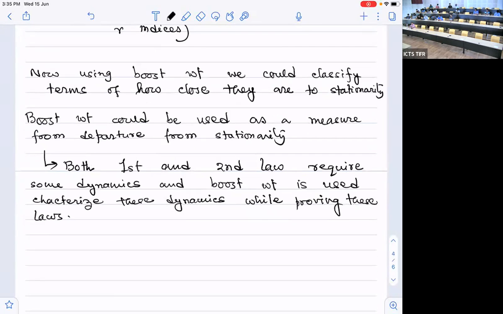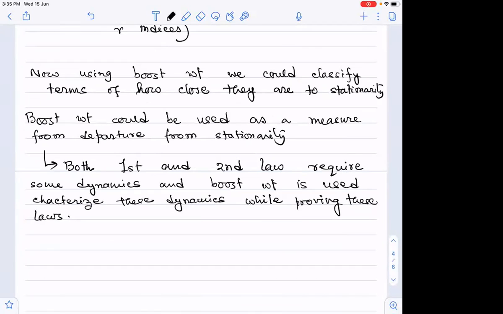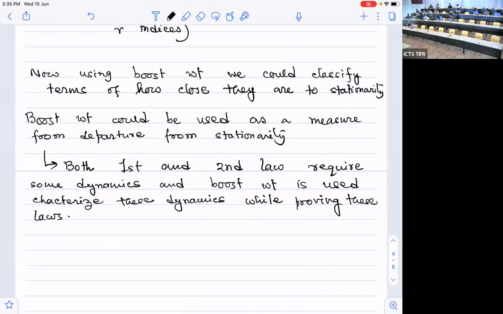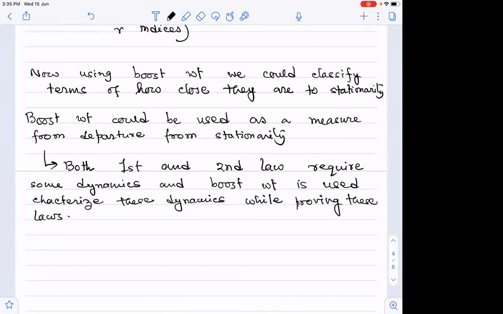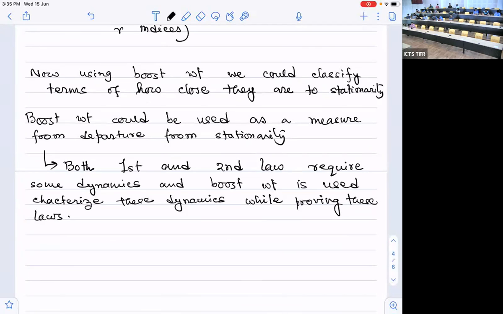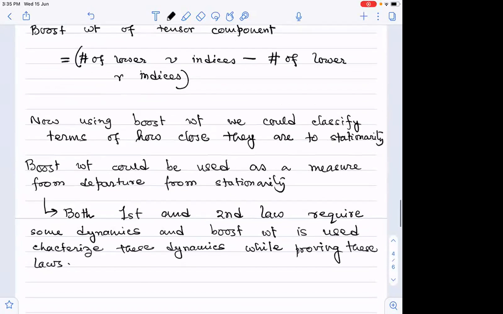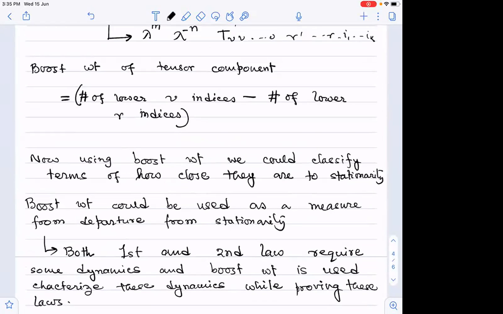Hello? Yes. You said that boost weight characterizes departure from stationarity. Stationarity of what? Stationarity means stationary black holes. If something is not a stationary black hole, how by looking at a particular tensor component and evaluating it we can figure that out, I'll come to this.